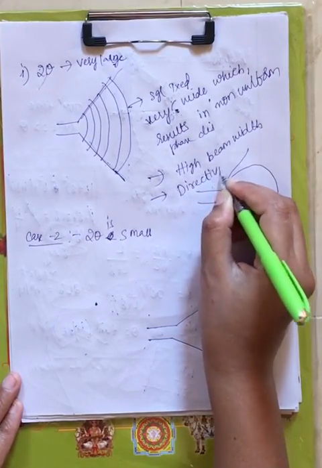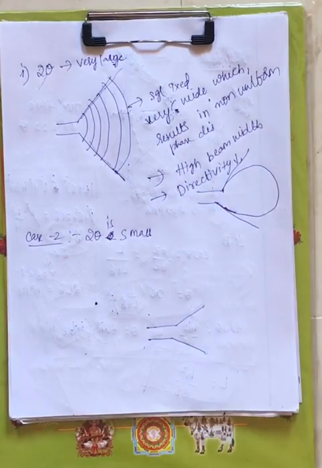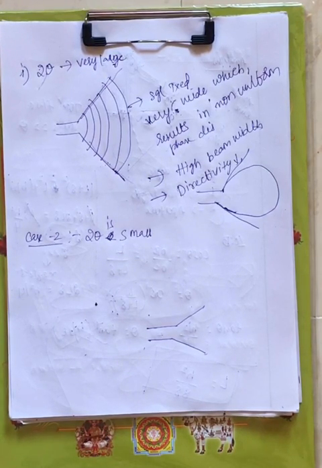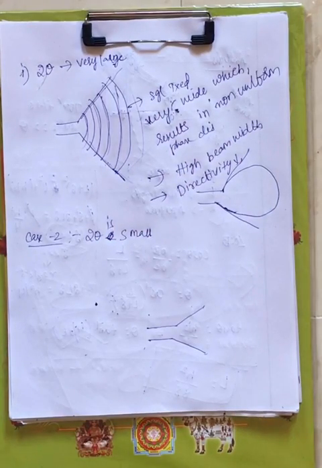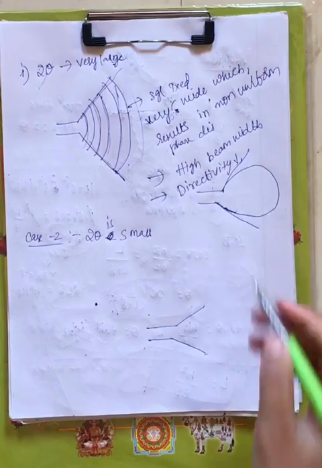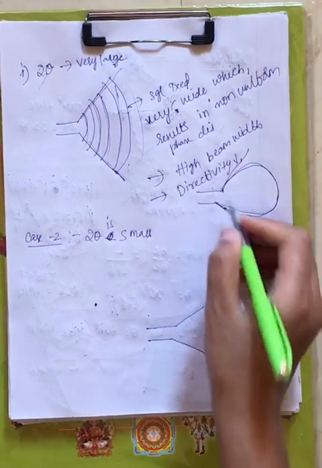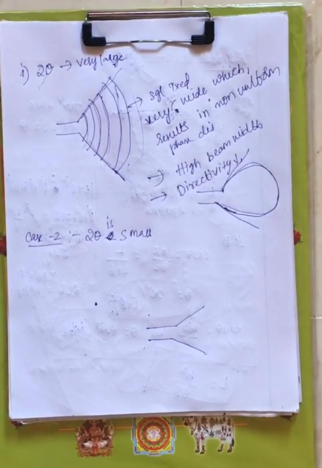Now these are the effects of a very large flare angle. If the flare angle is very large, there is a wide opening of the horn antenna. Because of that wide opening, the signal is transmitted widely like this. Because of this wide transmission, there is a non-uniform phase distribution. Because of that, there will be a large beam width. If beam width is high, what happens to its directivity?